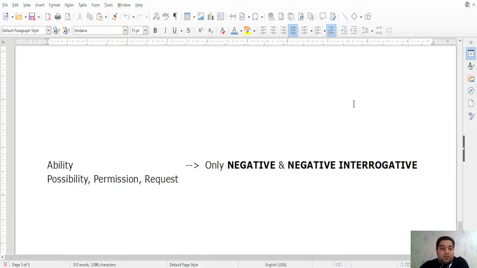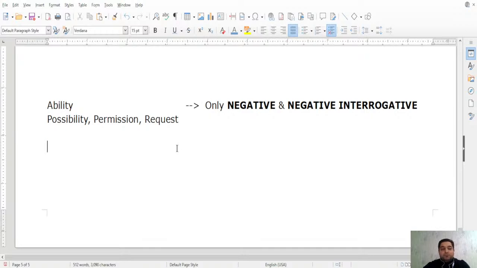For all other cases, possibility, permission, and request, the may structure is appropriate. For example, if you say, "May I come in?" Let me just write it here as example. May I come in? That will be gelebilir miyim? It's a permission. Can I come in or may I come in? You basically use the interrogative form, which is same for all these cases. For ability, possibility, permission, or request, the interrogative is always the same.